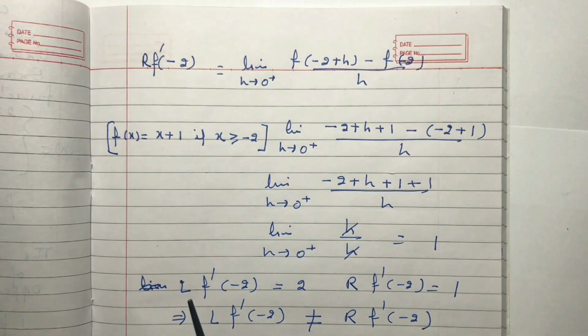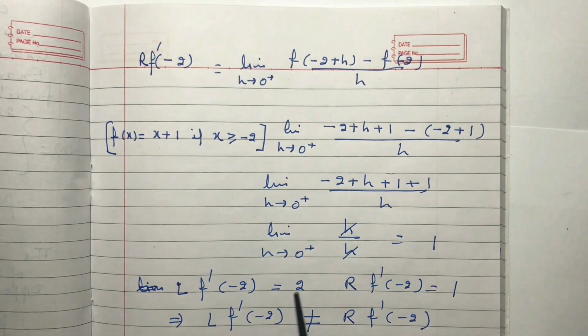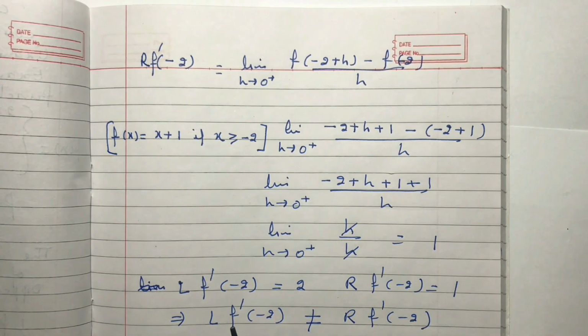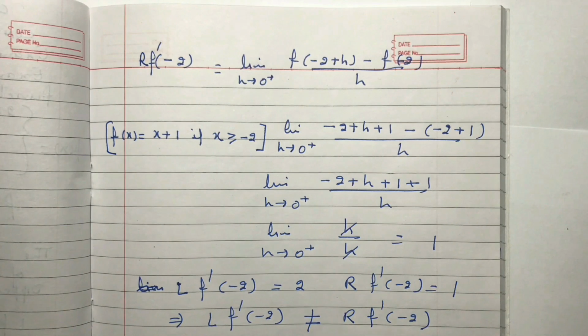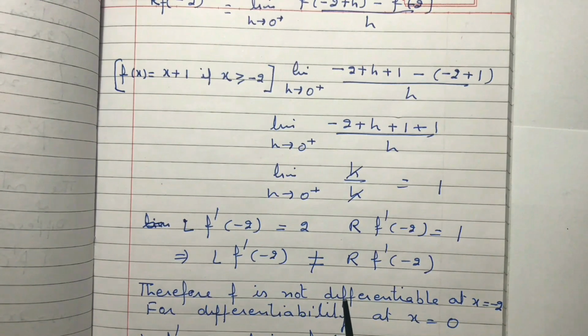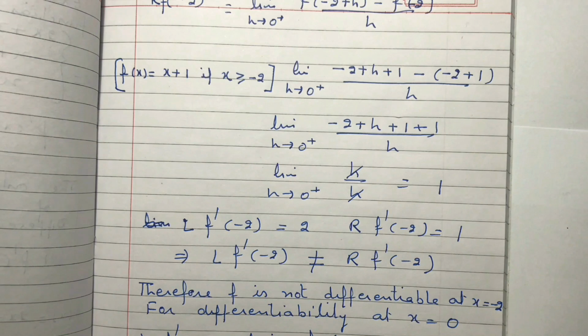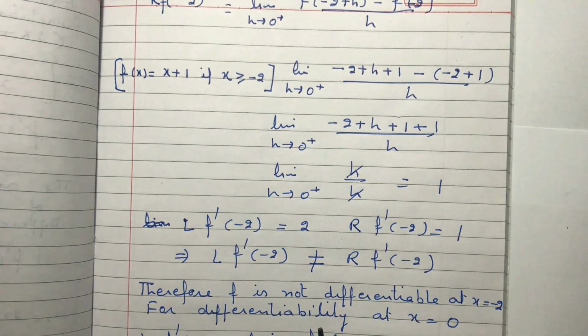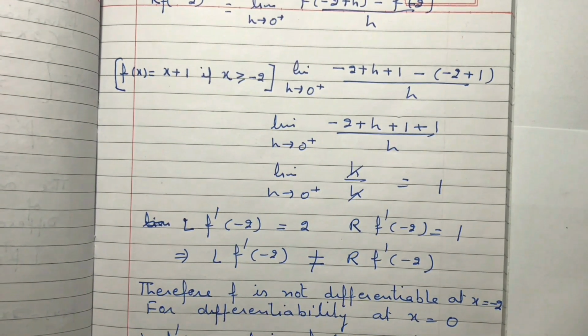So the left hand derivative at -2 is 2, and the right hand derivative at -2 is 1. The left hand derivative at -2 is not equal to the right hand derivative at -2. Therefore, f is not differentiable at x = -2. Now, we will discuss the differentiability at x = 0.